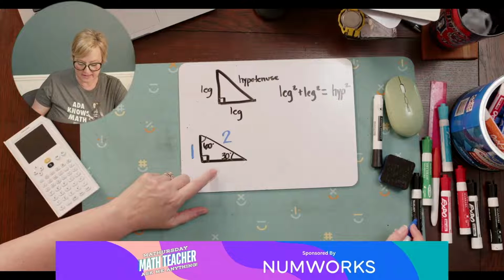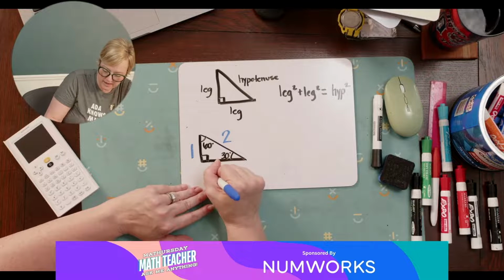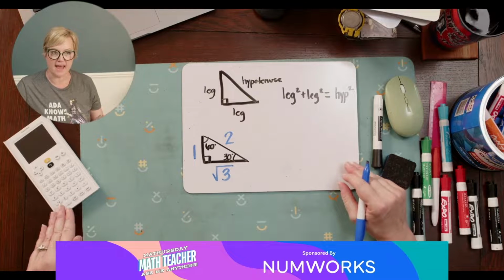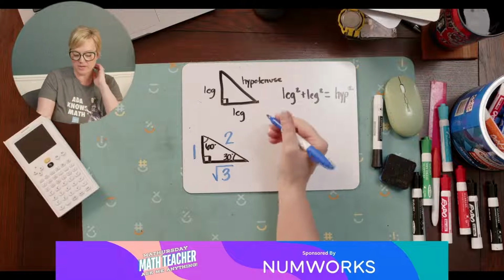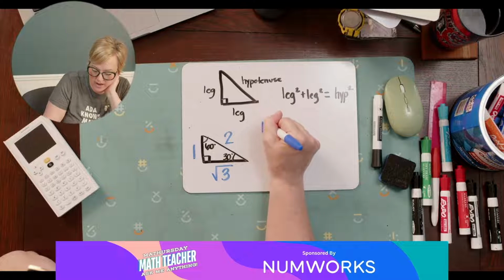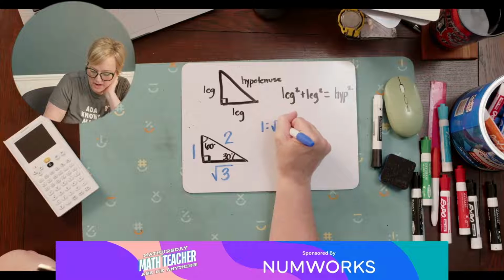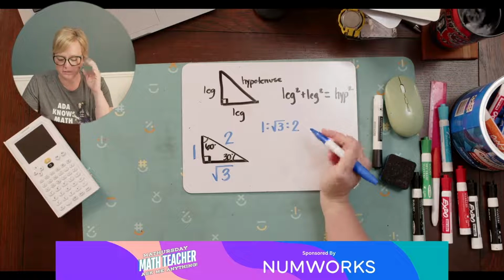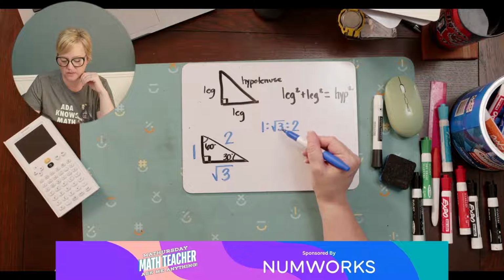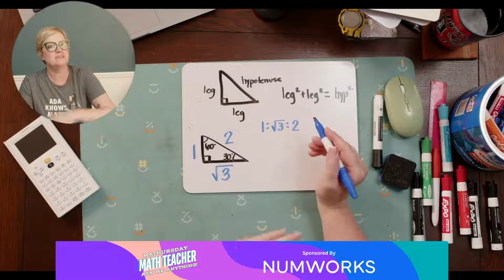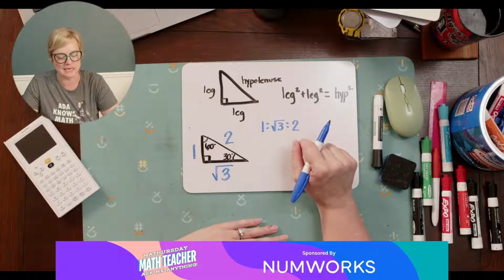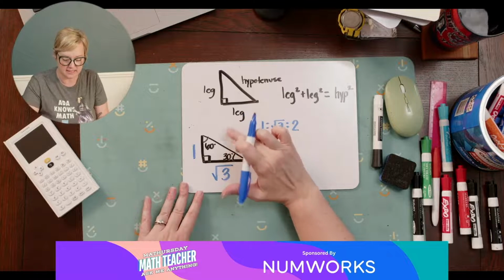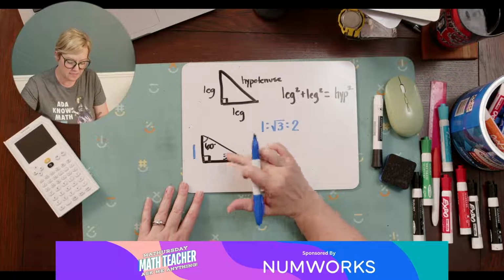And then this leg over here across from the 60 degrees is the square root of 3. Okay, so it always exists that way. So the 30, 60, 90 ratio is 1 to root 3 to 2. I like to write it this way because it's going from least to greatest. It's kind of tempting to think that the root 3 is bigger than the 2, but it's not. It's smaller.